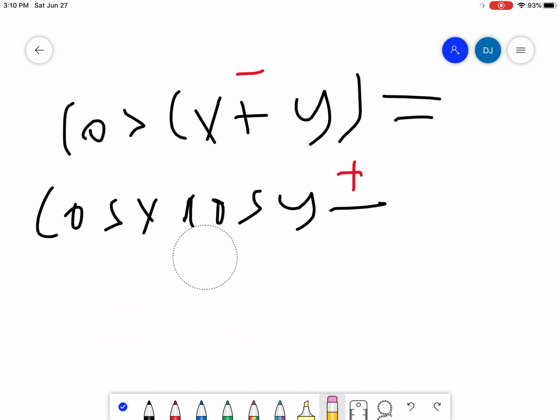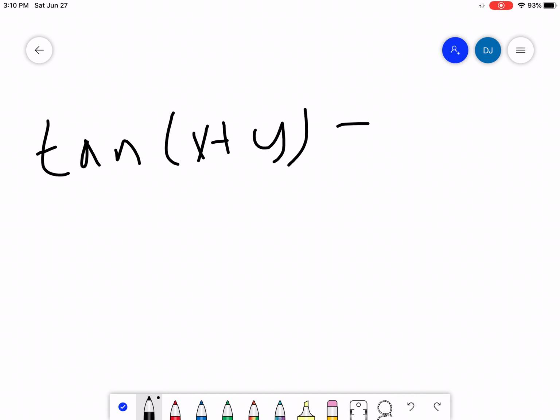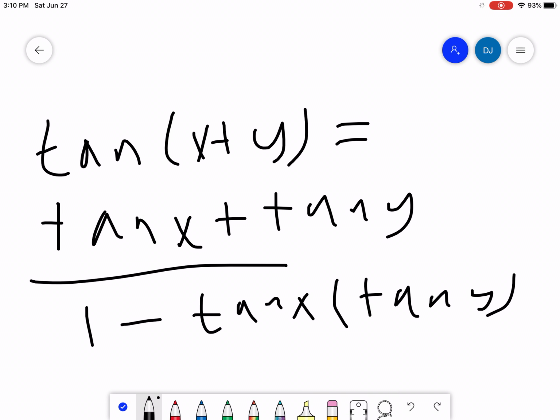And then let's talk about tangent. We said tangent was sine over cosine, but there's also another way to write it. We can say tangent of x plus y is the same thing as the tangent of x plus the tangent of y over 1 minus the product of these two. And if it was a difference identity, we simply change the sign. So that's a good thing to know.